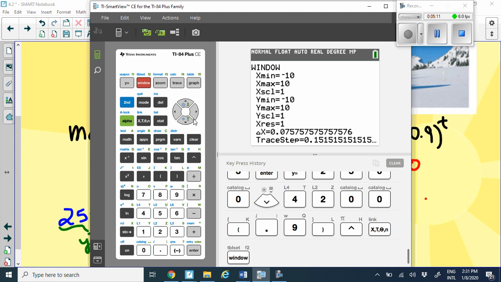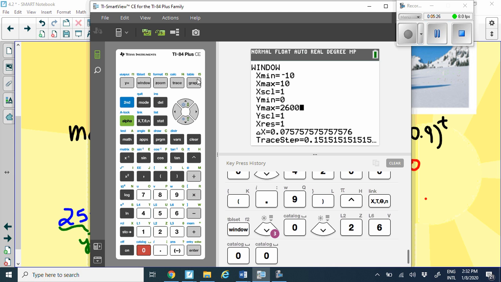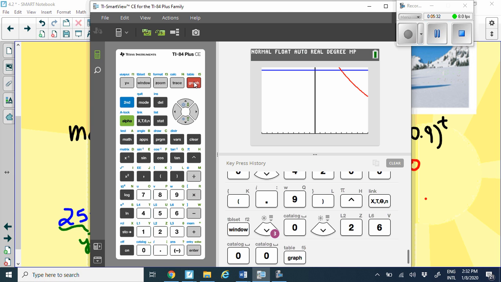My y min, I'm going to make 0 because I know I'm not going to have any negative numbers because that wouldn't make sense. And then for my max, 2,500 is where the line is. I want to see that, so I'm going to raise my y max to 2,600 so I can hopefully see where the intersection is. So now I'm going to graph it. And notice we see two equations and they intersect. So we're pretty good to go, and we can find the intersection.